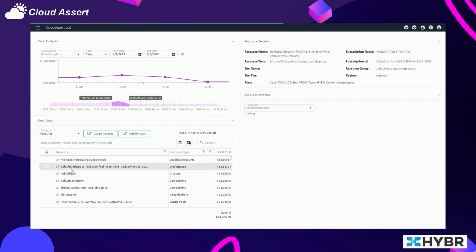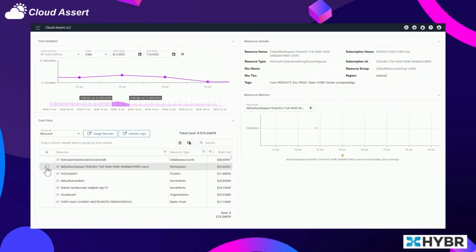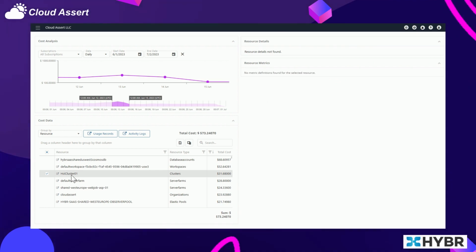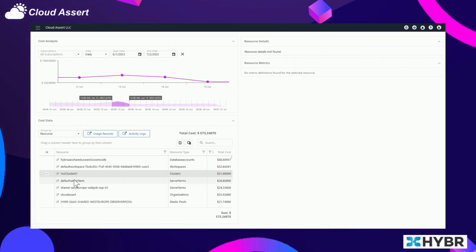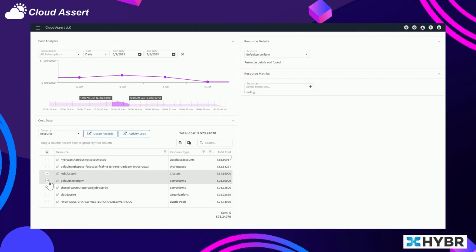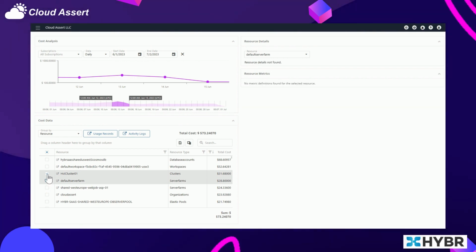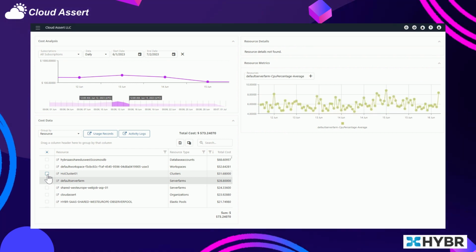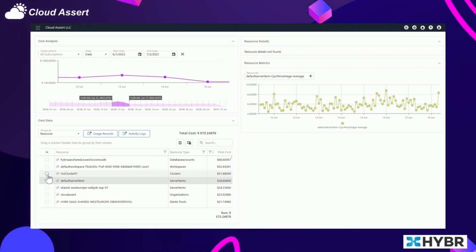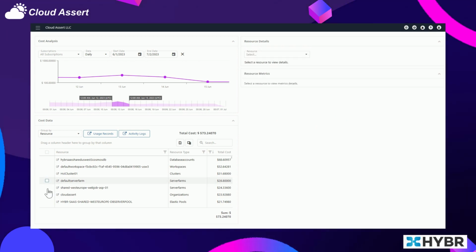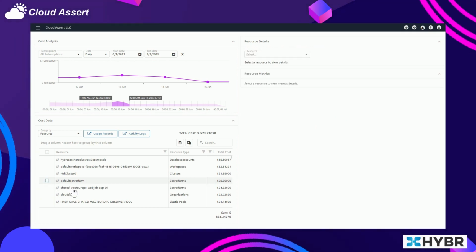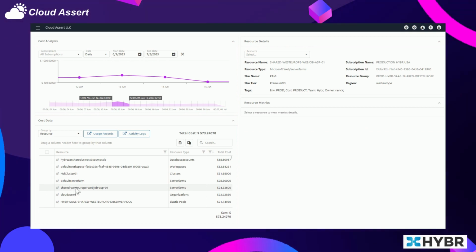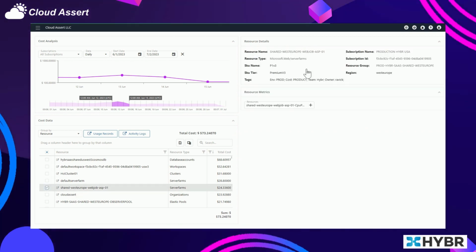So Hybr in the background goes and collects all sorts of metadata for these resources and any type of resource metrics that it can collect. So it's pretty powerful in terms of bringing everything you need into a single pane of glass experience. So if I select one of these resources, which is an Azure web service, for example, I get to see all the metadata related to that.